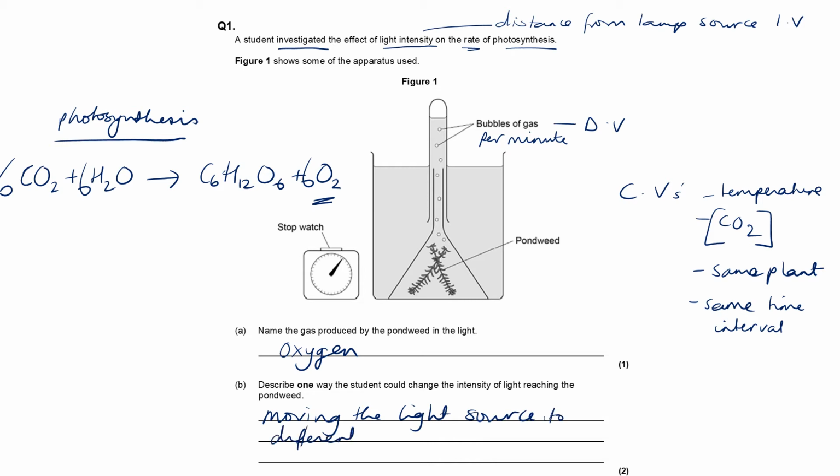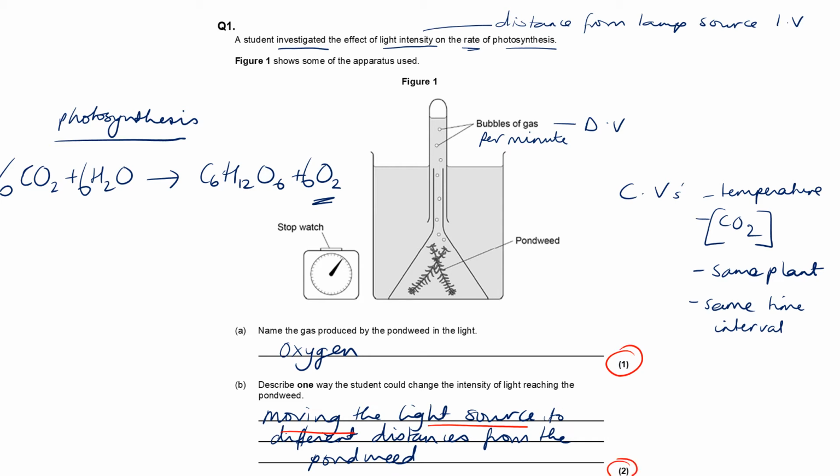The next question, part B, is asking me to describe one way the student could change the intensity of the light reaching the pondweed. And I've already annotated my blurb of the question saying that distance from the lamp source is the independent variable. So my answer is going to be basically moving that light source to different distances away from the pondweed.